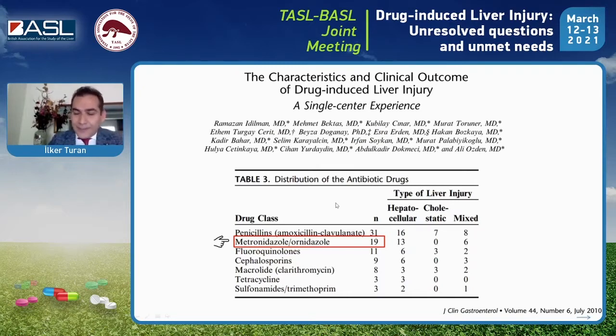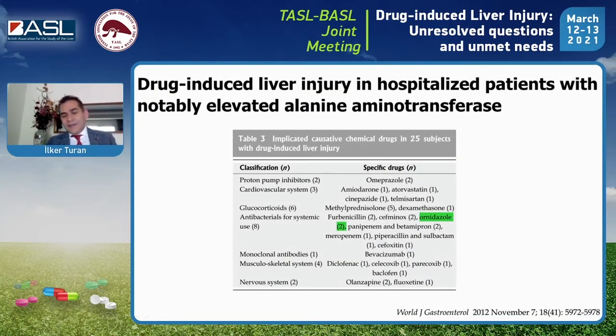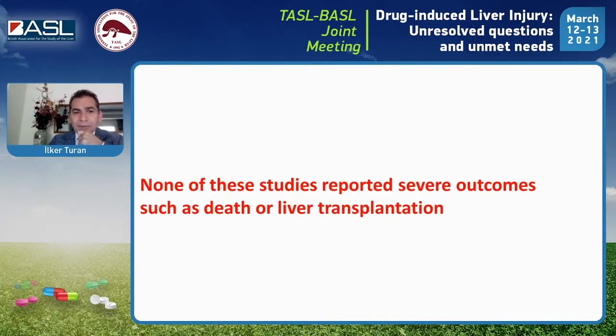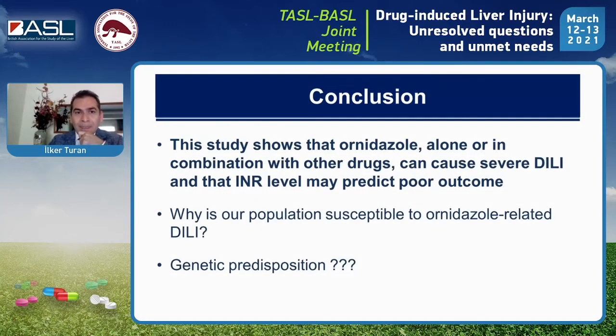Very few studies from other countries have described ornidazole-induced liver injury. This study from China and this study from Belgium. However, none of these studies reported severe outcomes such as death or liver transplantation. In conclusion, our study shows that ornidazole alone or in combination with other drugs can cause severe outcome, and that INR level may predict poor outcome.